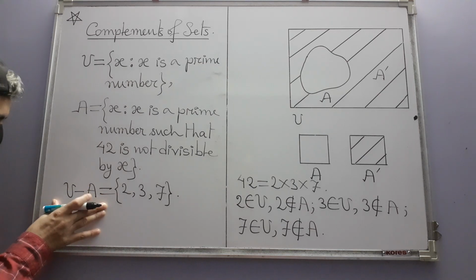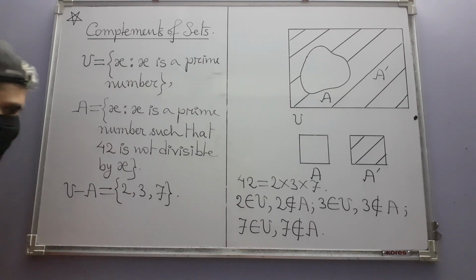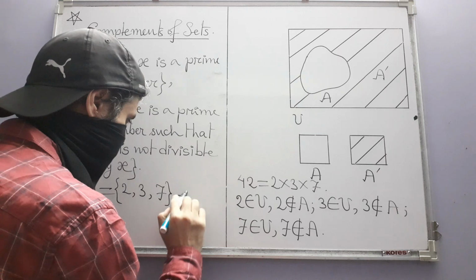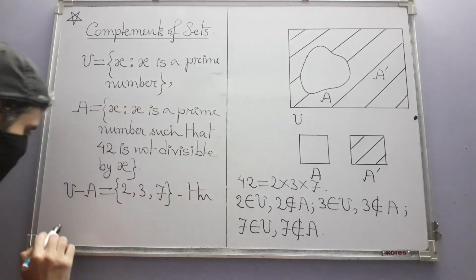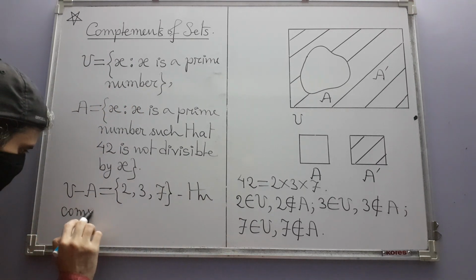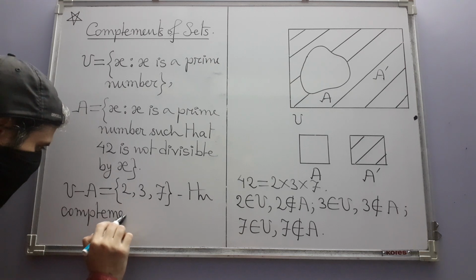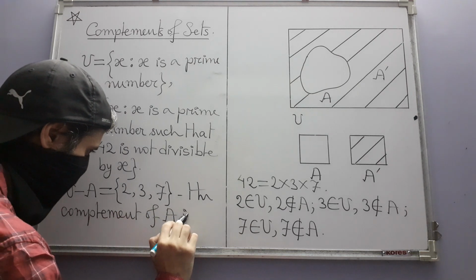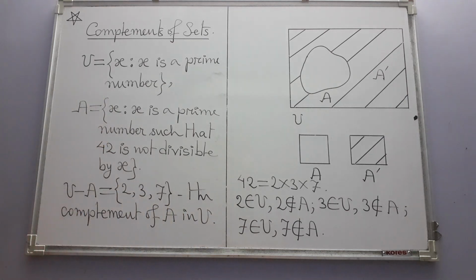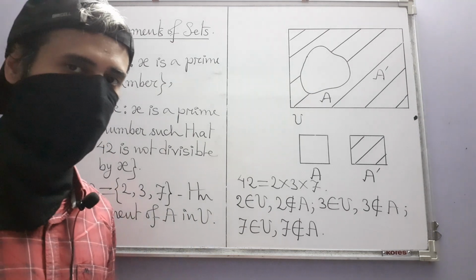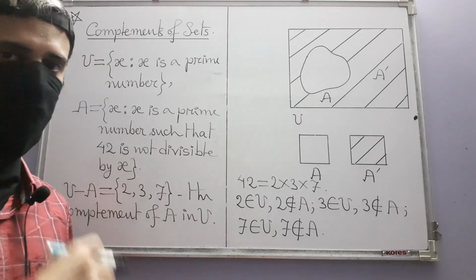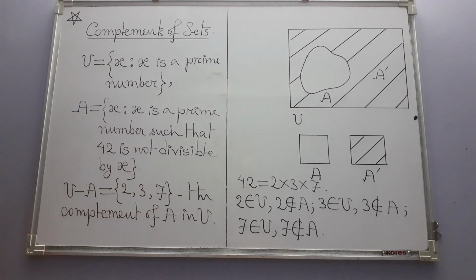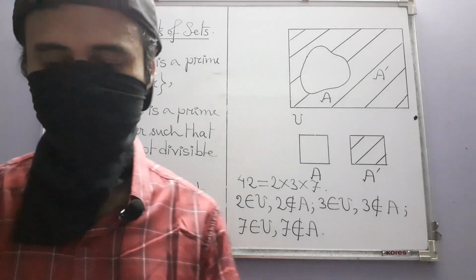And this difference has a name. It's called the complement of A in U. Okay, so that's the complement of a set in a larger set. So let us now see the general definition.